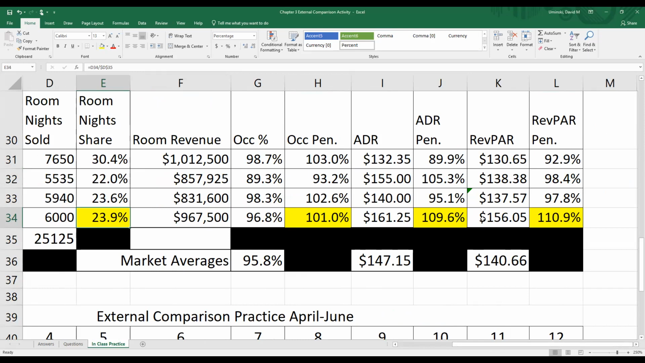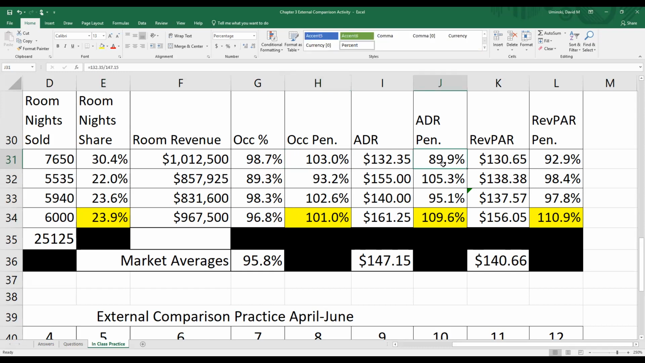Now, were we the best in all of them? No. We weren't the best in occupancy, right? Hotel A beat us there at 103, but their average daily rate didn't meet the market average.